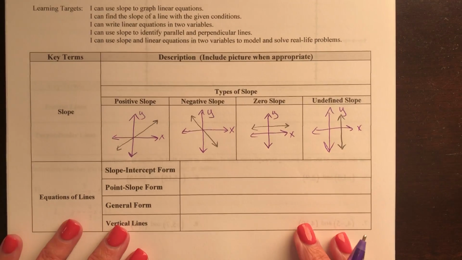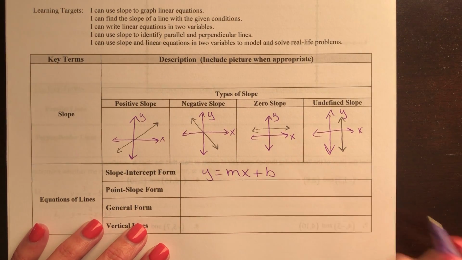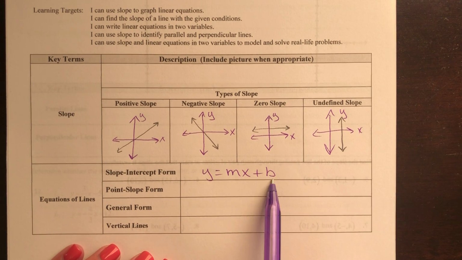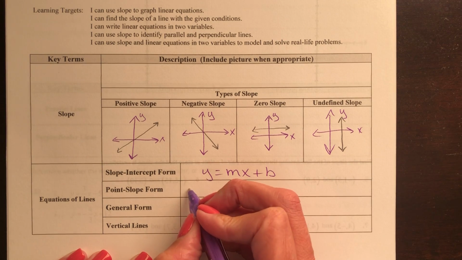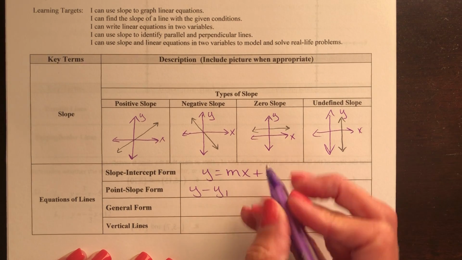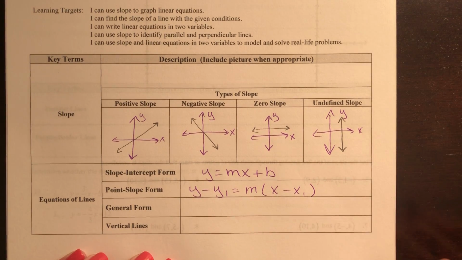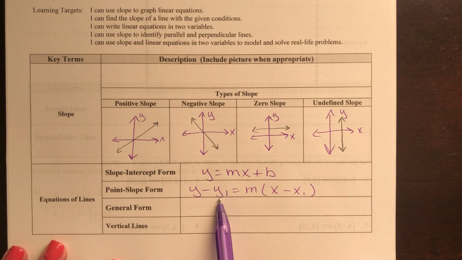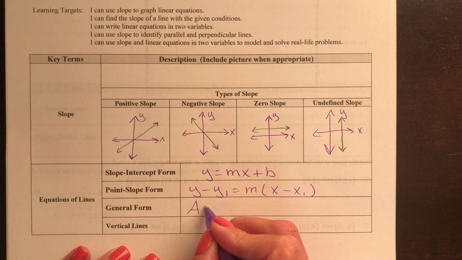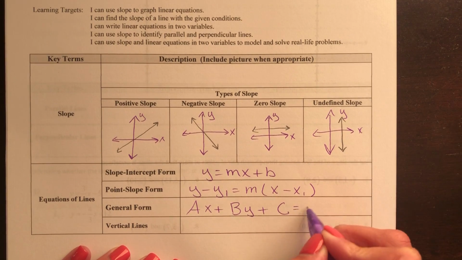Slope-intercept form is given by the equation y equals mx plus b, where m is the slope and b is the y-intercept. Point slope form is given by y minus y1 equals m times x minus x1. Again, m is the slope, and the point x1, y1 would be given. General form is ax plus by plus your constant equals 0.